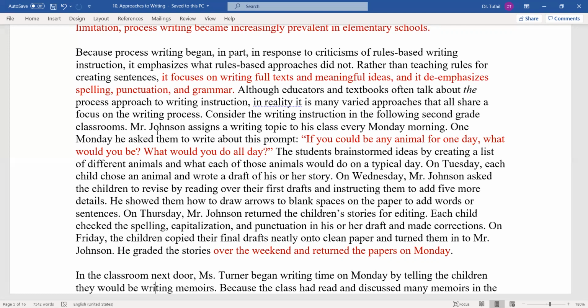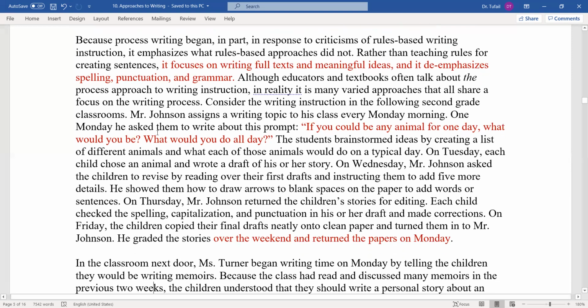On Friday, the children copied their final drafts neatly onto clean papers and turned them in to Mr. Johnson. So see, this is process writing. First, you take your topic, then you brainstorm, then you write a rough draft, then improve it, then edit it, checking capitalization, punctuation, and other things, and then you come up with a final draft after this process of one week.